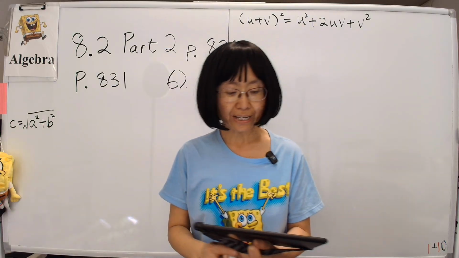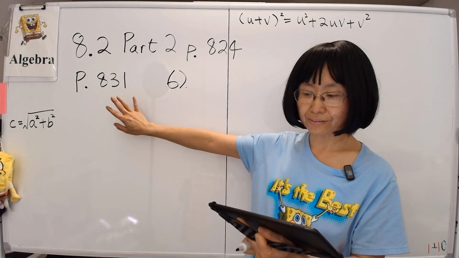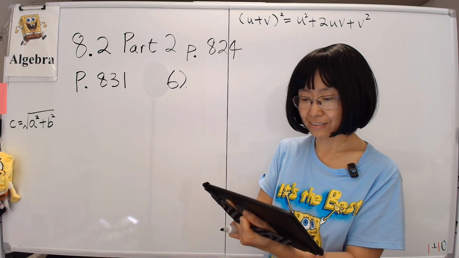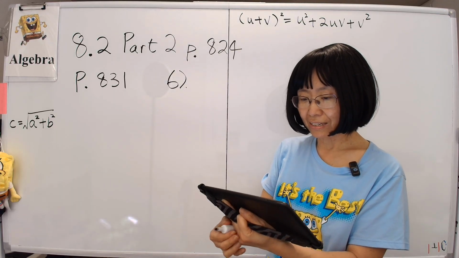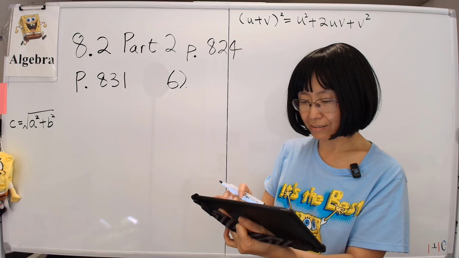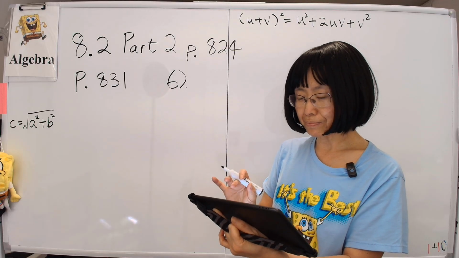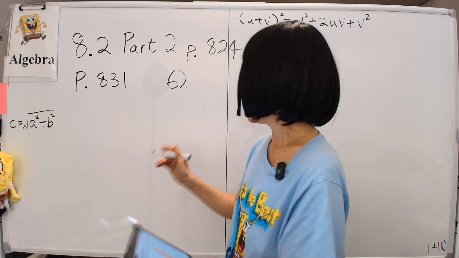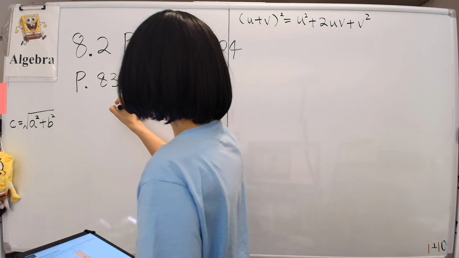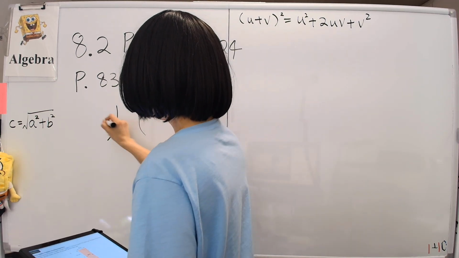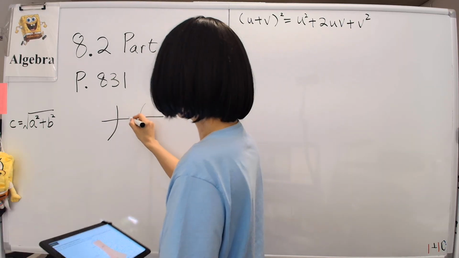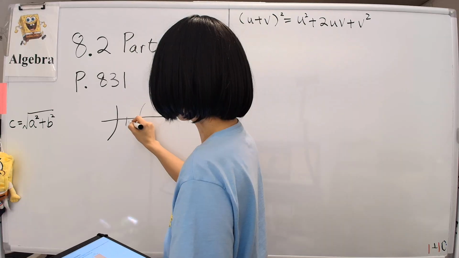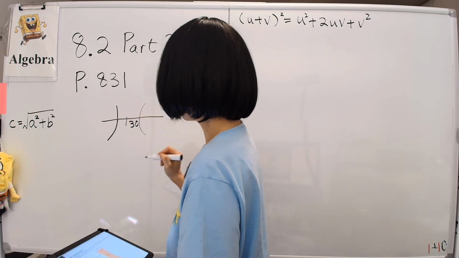So next, let's look at example 6 on page 831. We are supposed to find the equation of this hyperbola. We're given some dimensions. It says that the narrowest part of the hyperbola is 60 meters. In other words, from a to minus a is 60. So a is equal to 30 right here, and 30 on the other side.